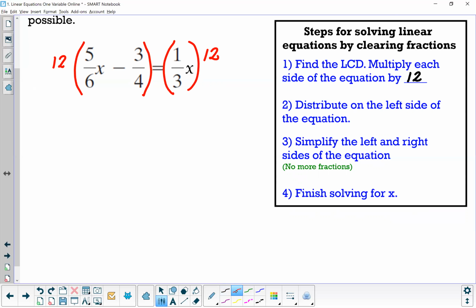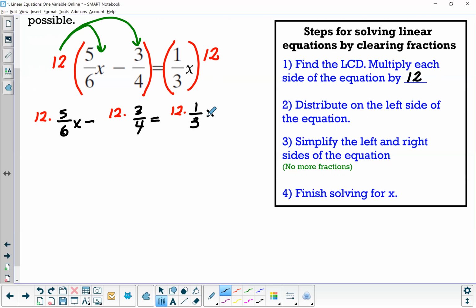So essentially, on the left side, I need to distribute the 12 to the 5/6x and to the 3/4. So that gives me 12 times 5/6x minus 12 times 3/4 equals 12 times 1/3 x.